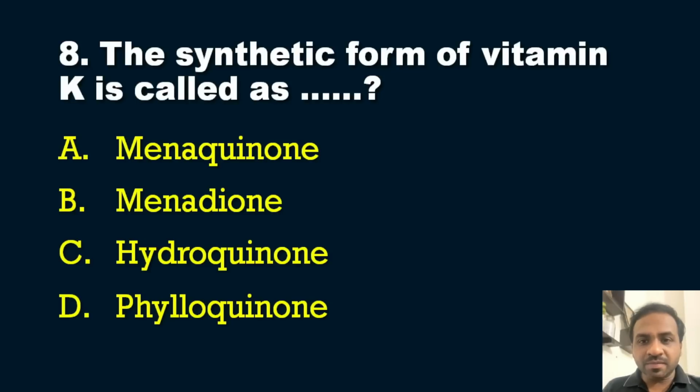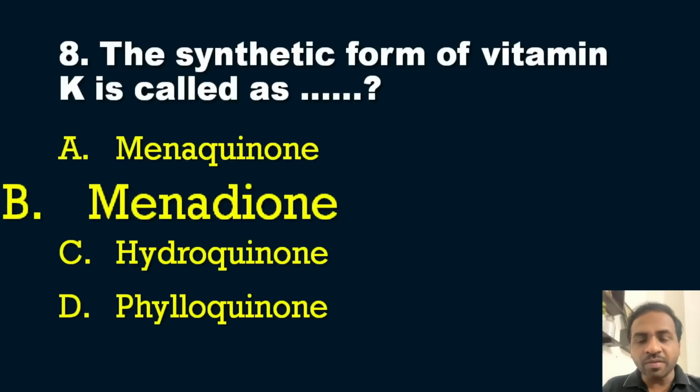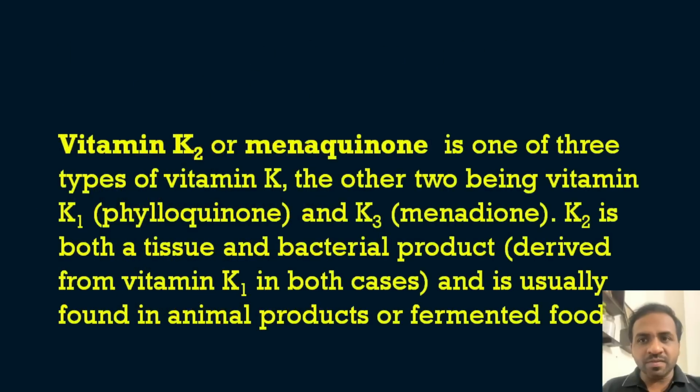Slightly confusing, so that confusion we will clear during the explanation session. The answer for this question is menadione. Menadione is the synthetic form of vitamin K. First of all, vitamin K2 or menaquinone is one of the 3 types of vitamin K, the other 2 being vitamin K1 or phylloquinone and vitamin K3 or menadione. So vitamin K1 is the phylloquinone, vitamin K3 is the menadione, and vitamin K2 is the menaquinone.